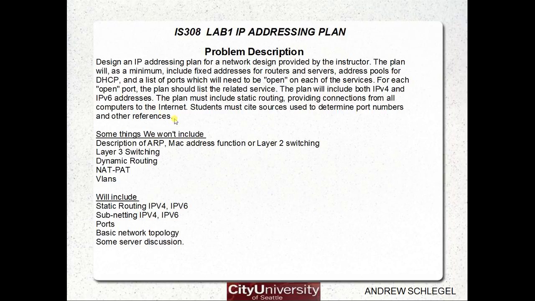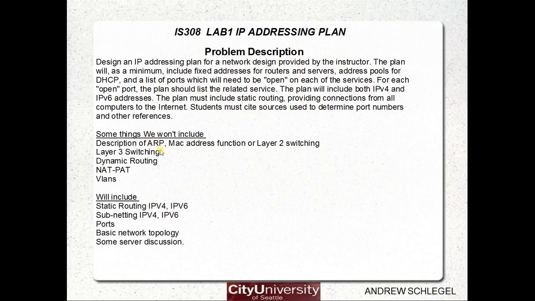Okay. The plan will, as a minimum, include fixed addresses for routers and servers, address pools for DHCP, and a list of ports which will need to be open on each of the services. For each open port, the plan should list the related service. The plan will include both IPv4 and IPv6 addresses. The plan must include static routing, providing connections from all computers to the internet. Students must cite sources used to determine port numbers and other references.